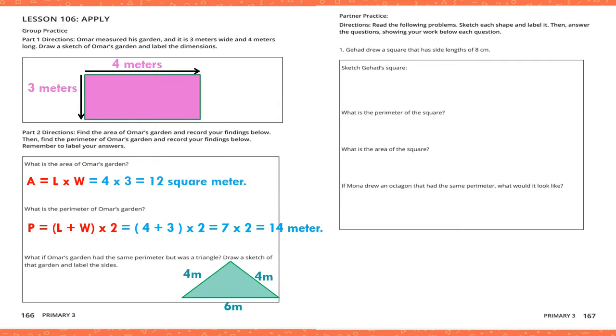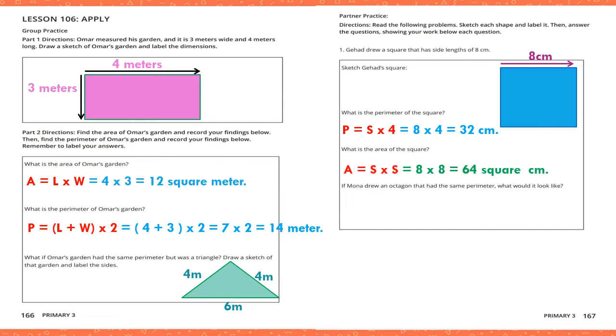Gihad drew a square that has a side length of 8 centimeters. What is the perimeter of the square? As we know, the square has 4 equal sides. So perimeter will be S times 4. 8 times 4 equals 32 centimeters. What is the area of the square? Area will be side length times side length, equals 8 times 8 equals 64 square centimeters.